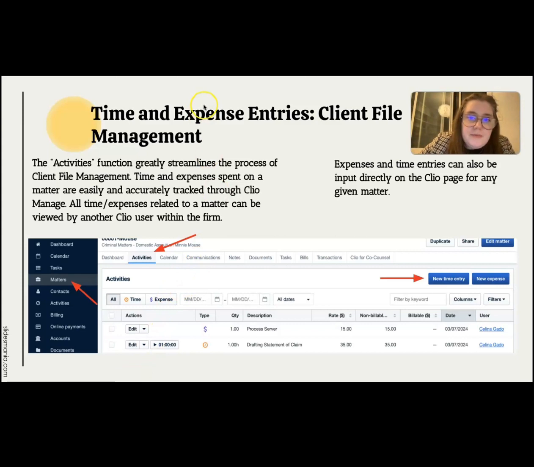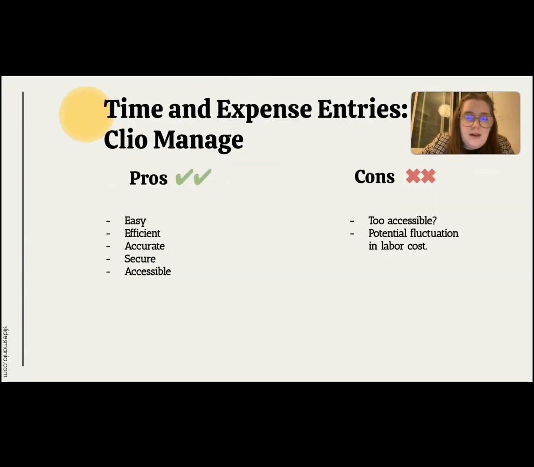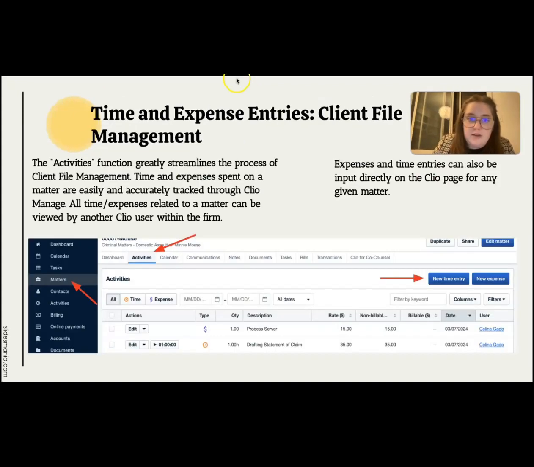Okay, so how do time and expense entries help client file management? The activities function greatly streamlines the process of client file management, as time and expenses spent on a matter are easily and accurately tracked through Clio Manage, and all time and expenses related to a matter can be viewed by another Clio user within the firm.